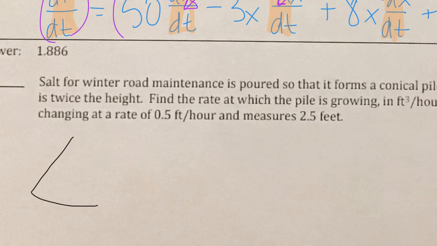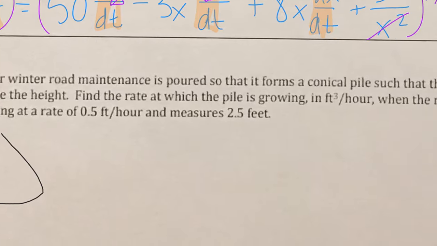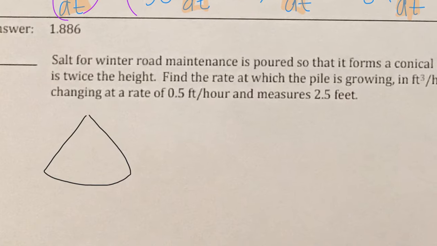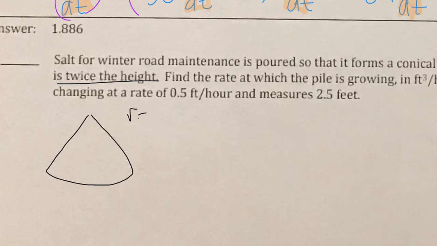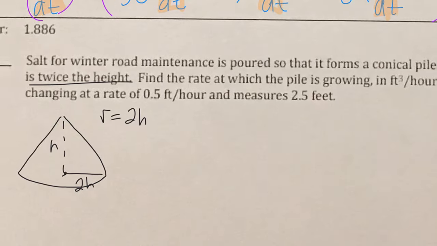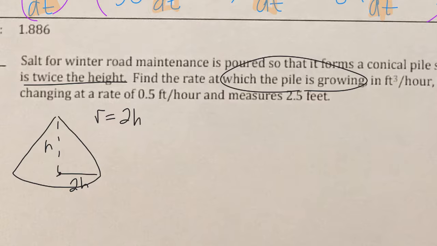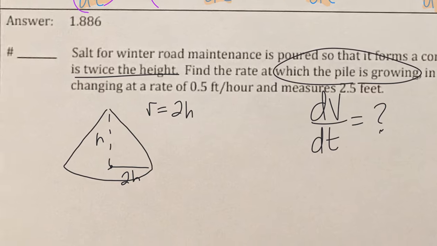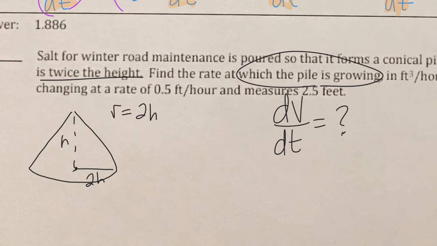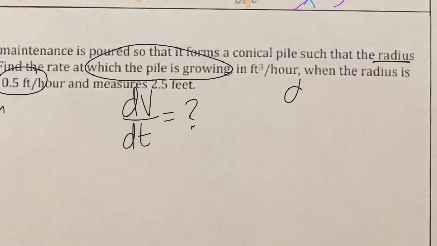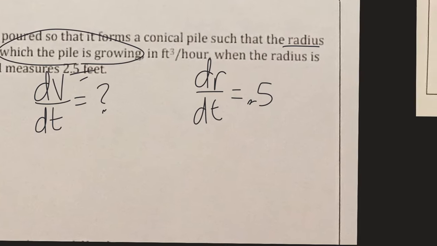All right, salt is being poured into the shape of a cone. So the cone looks like this, maybe, so that the radius of the cone is twice the height. So the radius is 2 times the height. Okay, so if this is h, if we have a height, then the radius is 2 h's. Let's just go with that. Find the rate at which the pile is growing, right? That's dV dt, the volume of our pile, when the radius is changing at 1/2 of a foot per hour. So we know dr dt is 0.5, and we know the radius is 2.5 at that time.